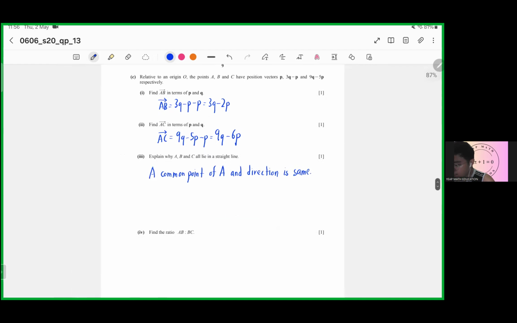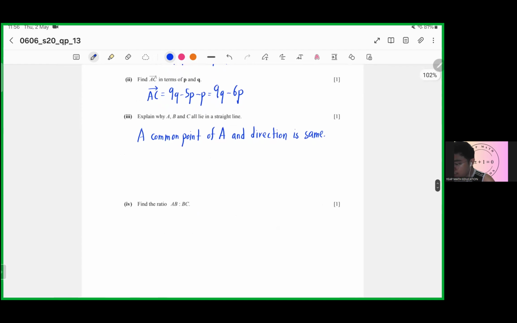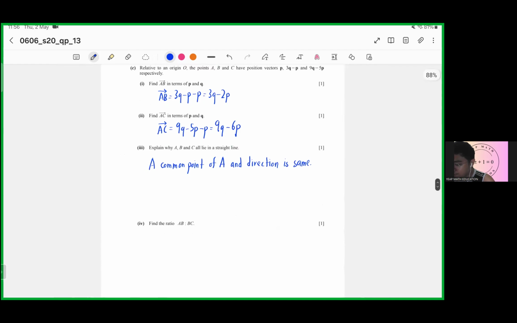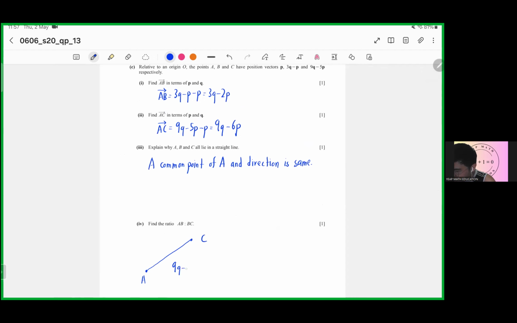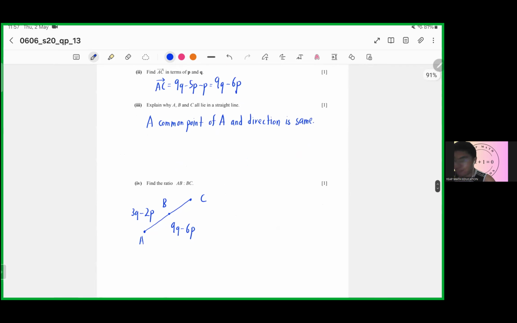Now we look at part 4. Find the ratio AB to BC. Now we see AC is 9q minus 6p, and then we just take B, 3q minus 2p. So we just see what this is in relation. AB equals AC.